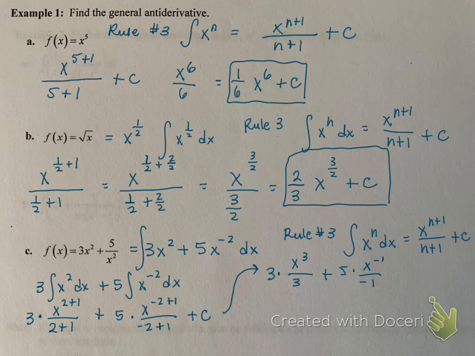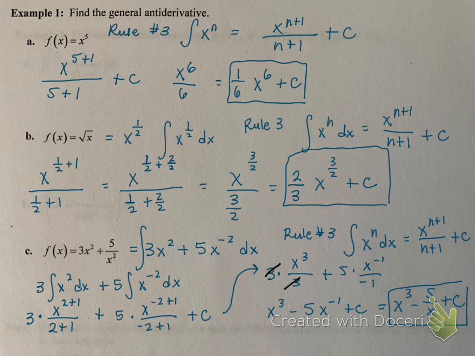Okay? We can see that these 3's will cancel each other out. And if they cancel each other out, I'm left with x to the third. And then the 5 times negative 1 is going to give me a negative 5. And then we have x to the negative 1 plus c. I'm going to rewrite this just one more time to get rid of the negative exponent. So I get x to the third minus 5 over x plus c is my answer.